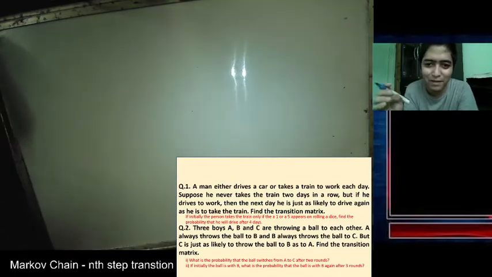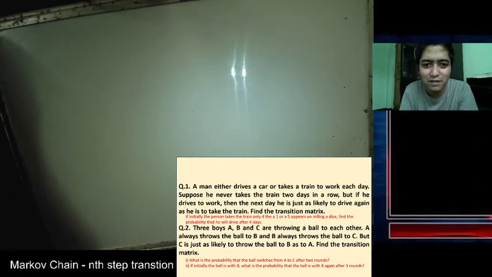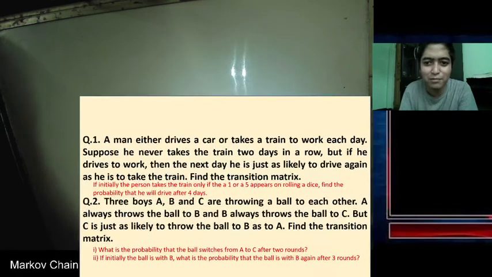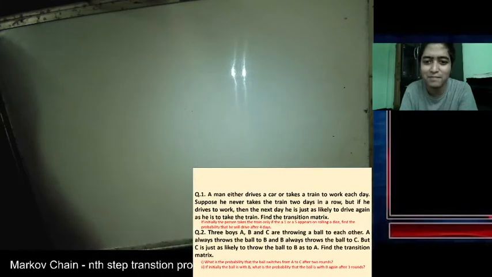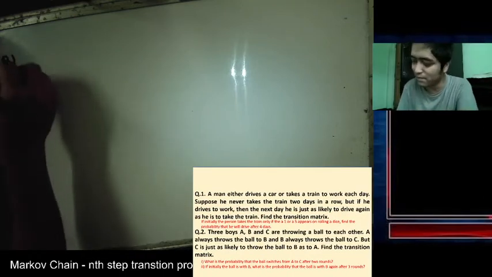If he rolls a die one time, and a 1 or a 5 appears, according to the question, then he will take the train. So initially, if a 1 or a 5 appears, then he will take a train. So let us do this question 1.